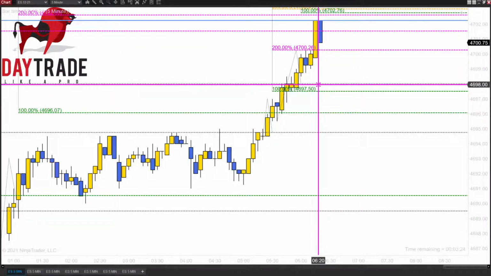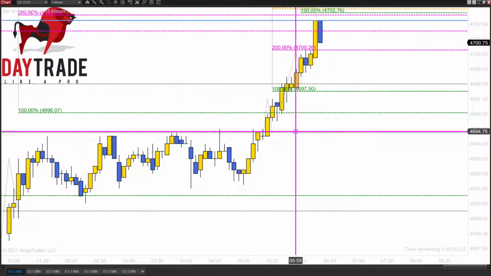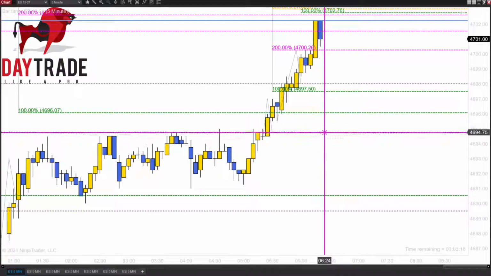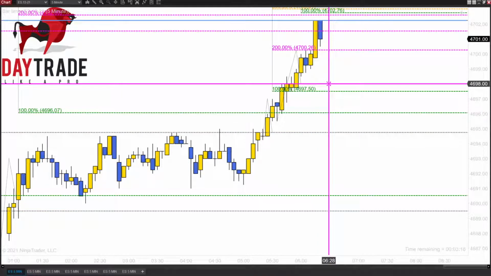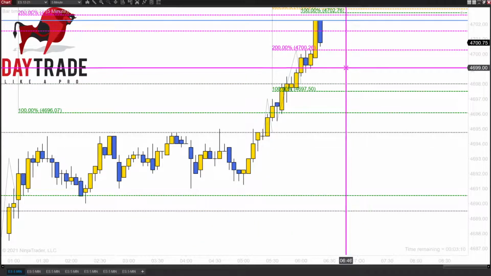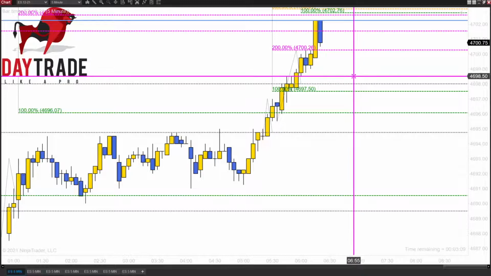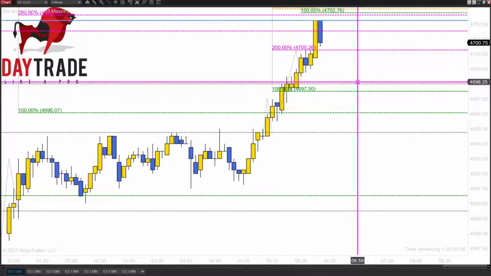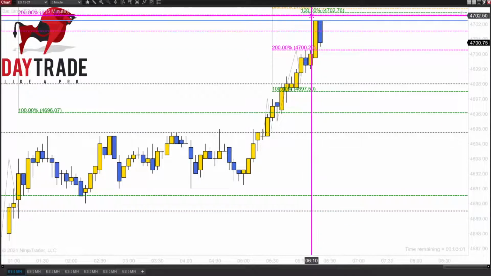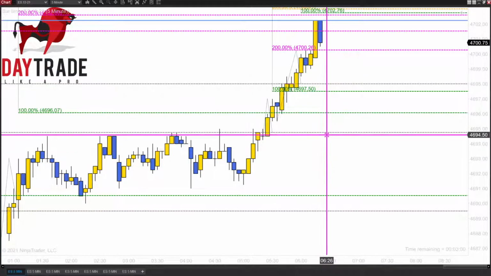The next thing I see, we have broken here and didn't come back and test here, we really didn't come back and test here, and we really didn't come back and test here. So whenever the market just goes right through all these different levels, for me, I'm thinking it's very likely we're going to come back in and test some of these levels. I mean, here, here.